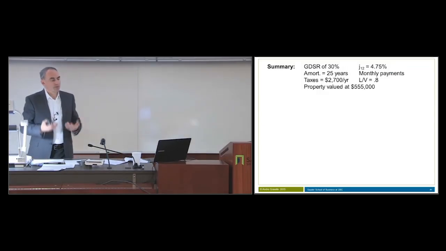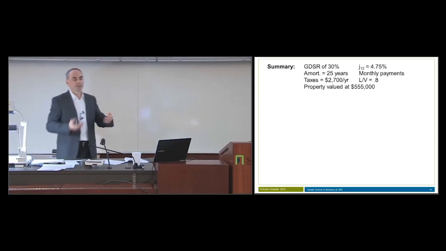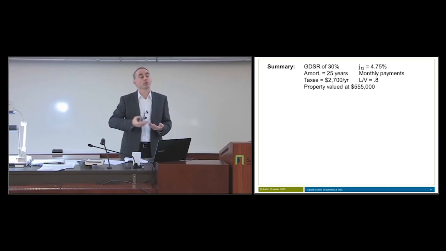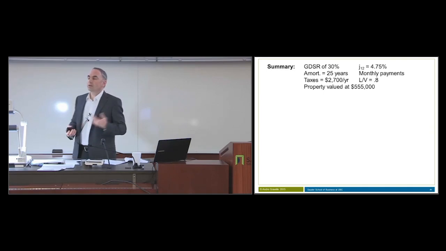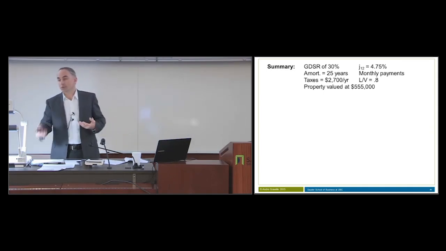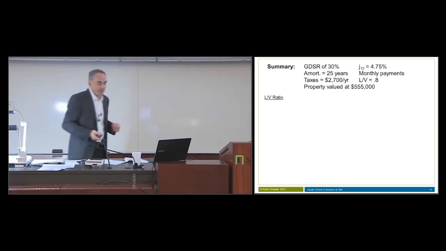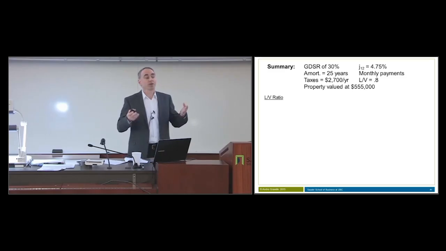So I've summarized all the information here. GDSR, interest rate, amortization period, or monthly payments, property taxes, which are per year, loan-to-value ratio, and the value of the property. Now, when you calculate the maximum loans, it doesn't really matter if you do the loan-to-value ratio first or the gross debt service ratio constraint first. We'll do both. It doesn't really matter. In this case, I'll do the loan-to-value ratio first. It's the simplest calculation, so let's start there.